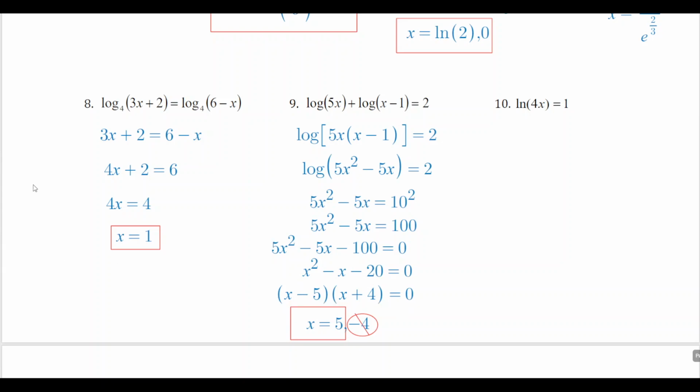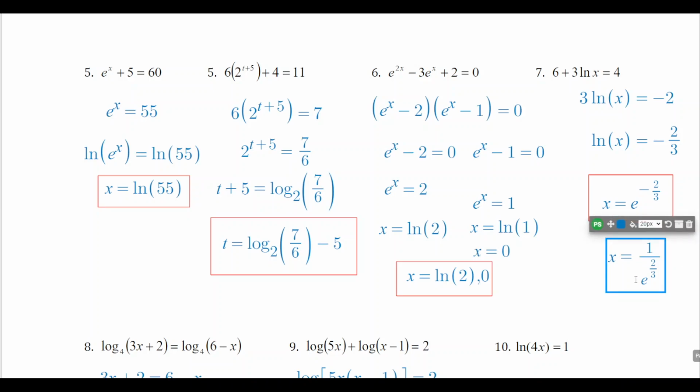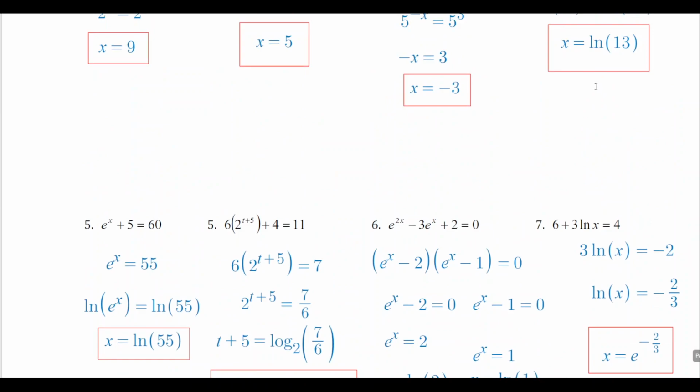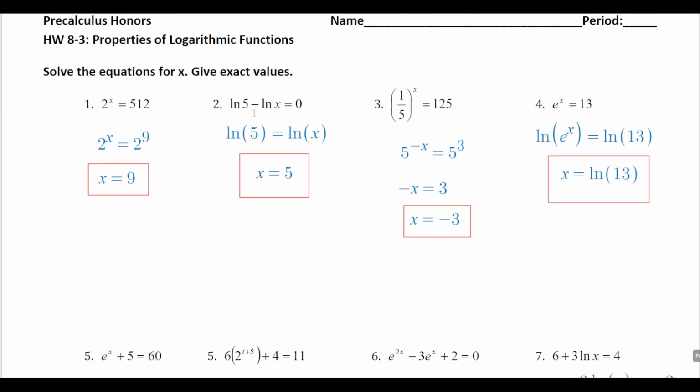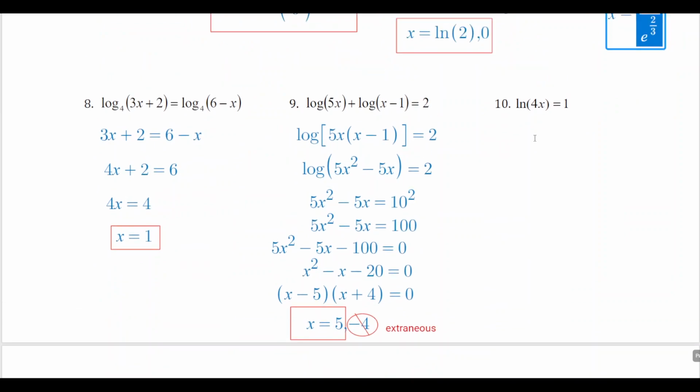I'm just going to make a little note here that this negative 4 is extraneous, and we just need to be on the lookout for that moving forward, okay? We don't have to worry about that in the exponential equations because those don't have any domain restrictions. Let's see, I guess I neglected to check number 7, but this is going to be a positive number, so that checks out. Did I miss anything else? Everything else looks good. So this would be the first extraneous solution we got.